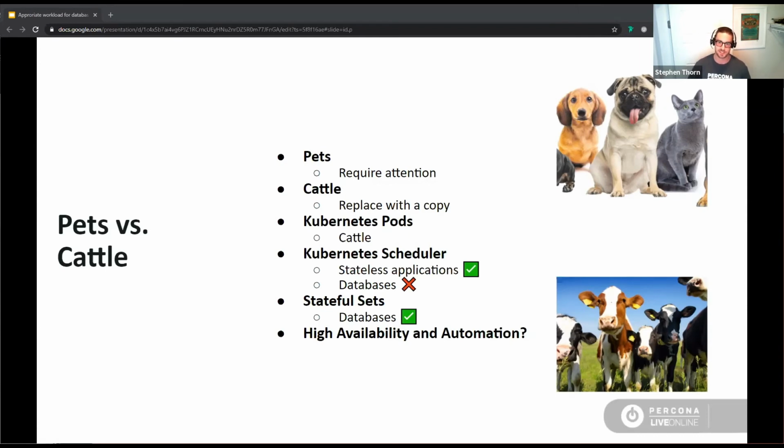So Kubernetes has something called a stateful set to help combat this. The stateful set maintains a stable set of pods running at a given time. It also provides some guarantees about the ordering and uniqueness of those pods. So it really does help to facilitate stateful workloads. But then we have to ask ourselves, how does the HA and automation aspects of Kubernetes play into this?